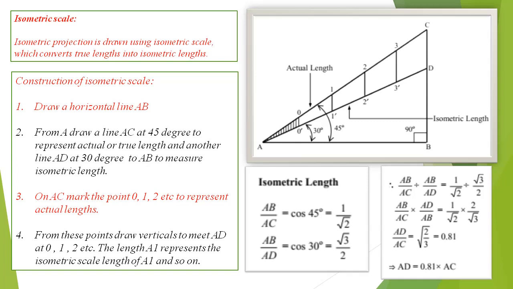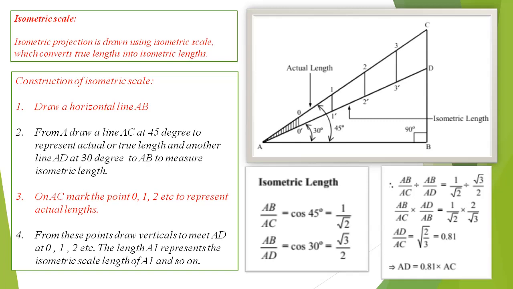Now we will define isometric scale. Isometric projection is drawn using isometric scale, which converts true lengths into isometric lengths. Steps of construction of isometric scale. 1. Draw a horizontal line AB. 2. From point A draw a line AC at 45 degrees to represent actual or true length and another line AD at 30 degrees to line AB. On line AB we will measure isometric lengths.